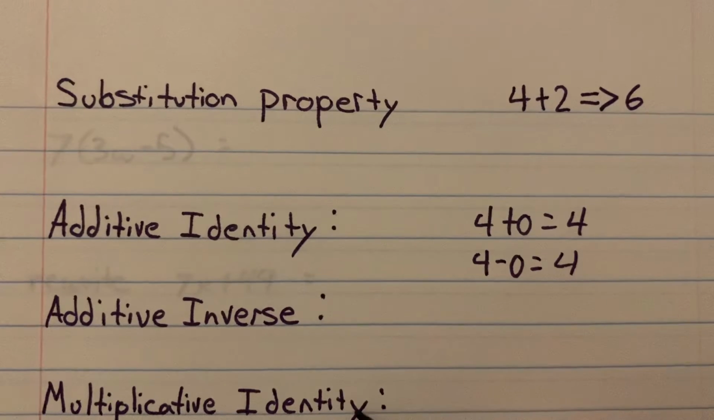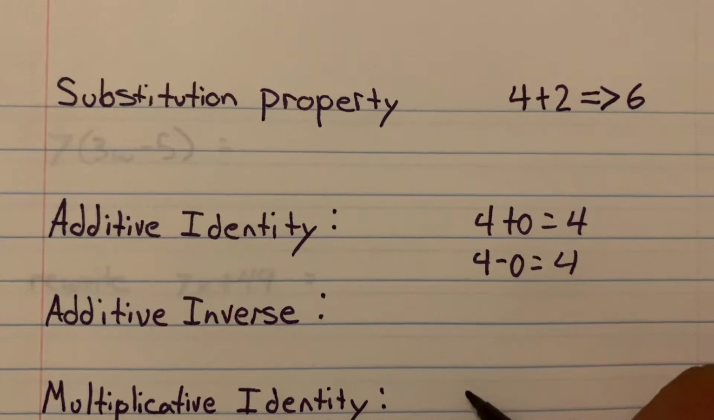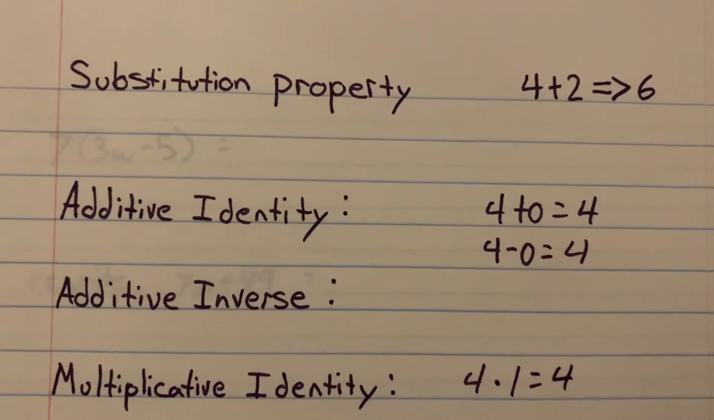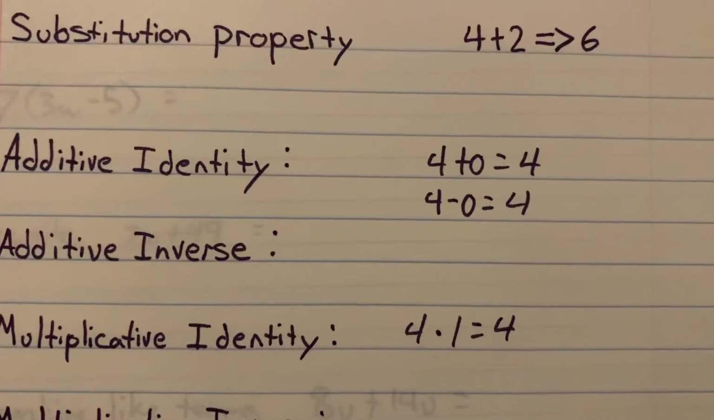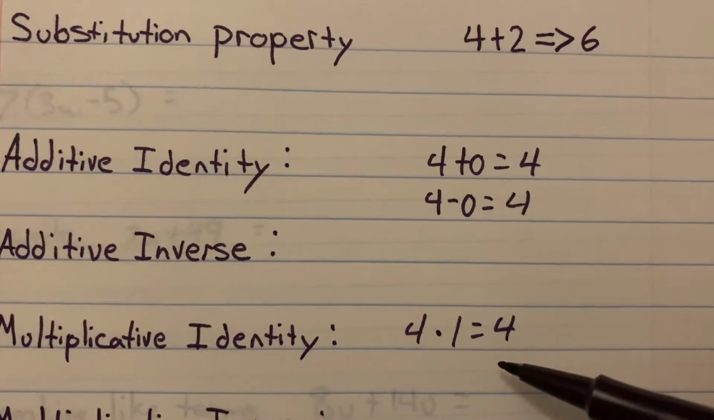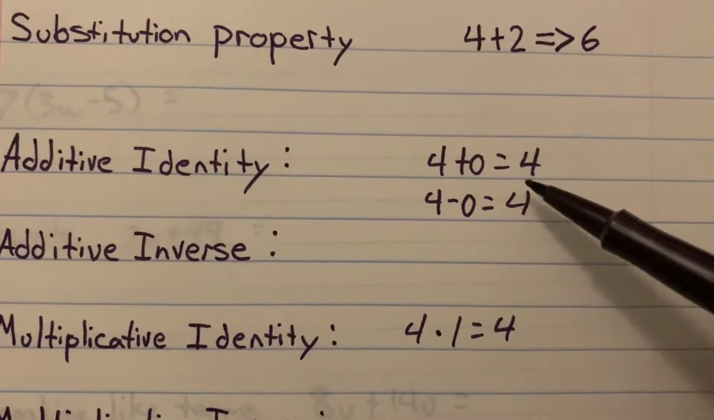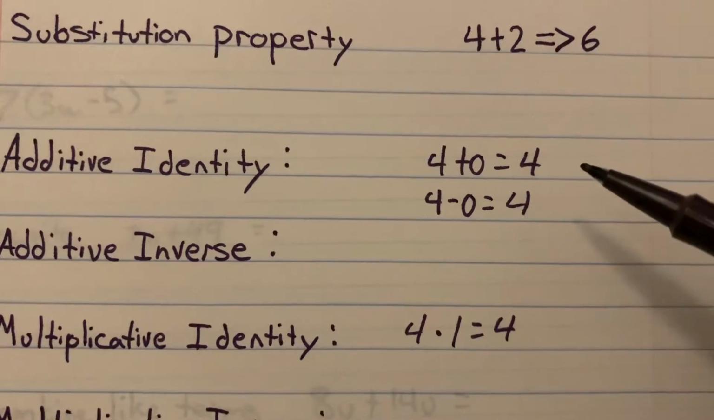Now let's go to the multiplicative identity. Multiplicative identity means 4 times 1 equals 4. You see how it kept its identity? Okay, hopefully you can. It kept its identity. Okay, so when something's happening and it keeps its identity, then you know it's an identity.